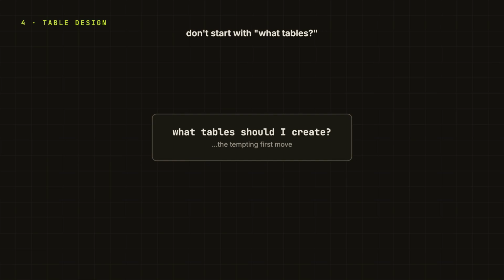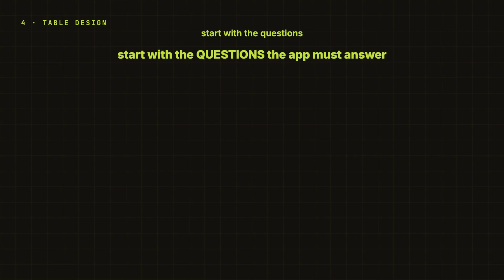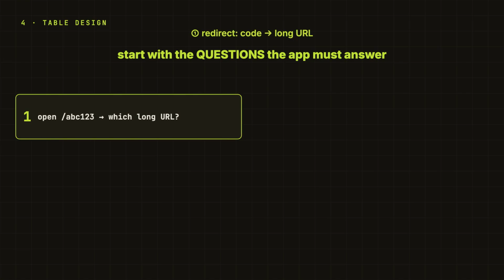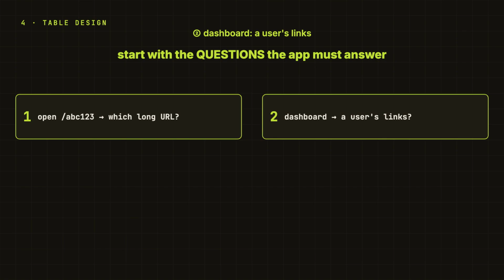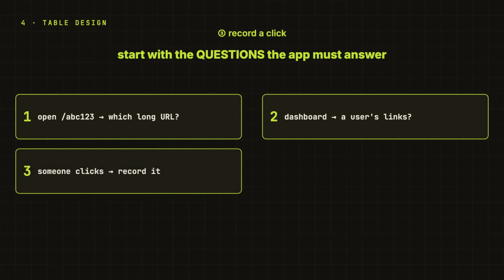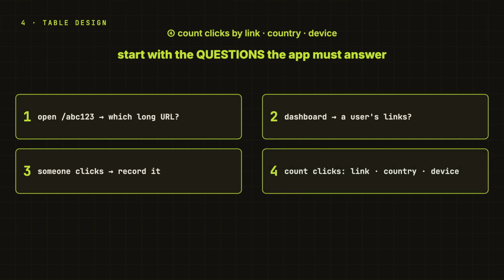At high level, do not start by asking, what table should I create? That sounds correct, but it is a little early. Start with the questions the app needs to answer. For our URL shortener, there are four basic ones. When someone opens slash abc123, what long URL should we send them to? When a user opens the dashboard, which links belong to that user? When someone clicks a link, how do we record that event? And later, how do we count clicks by link, country, or device?